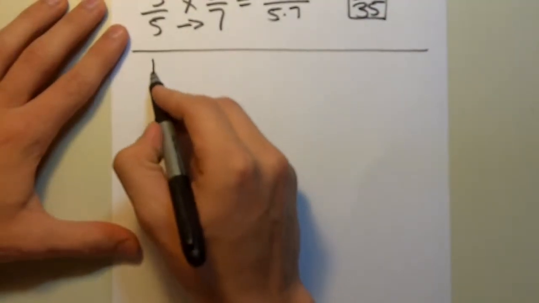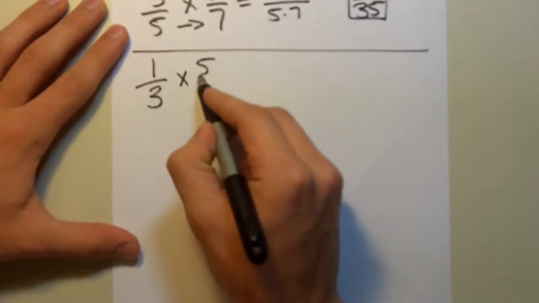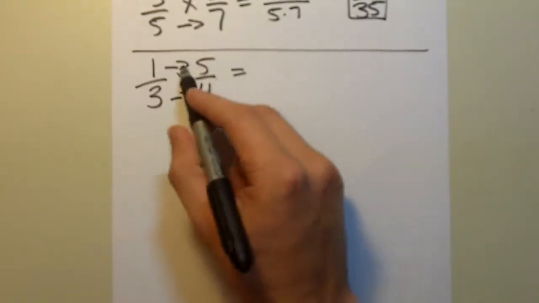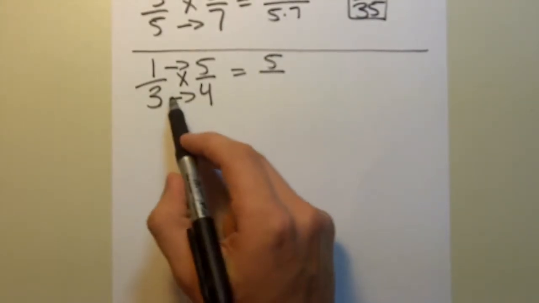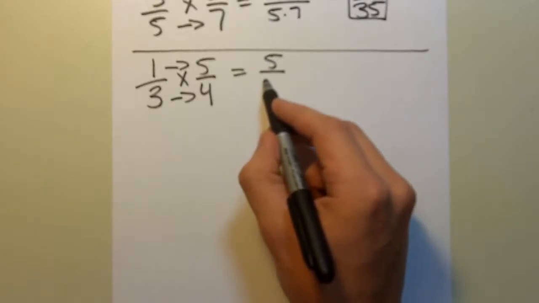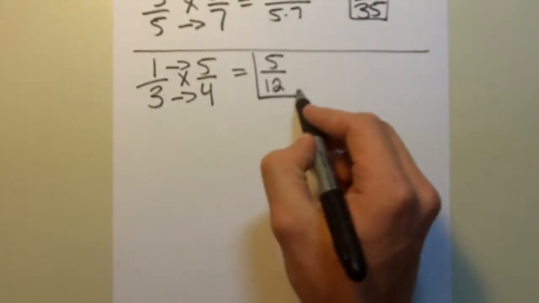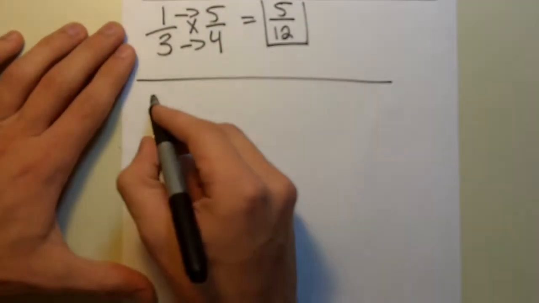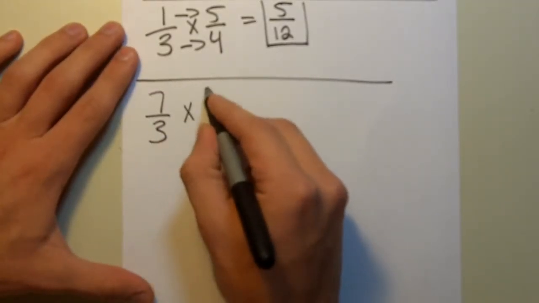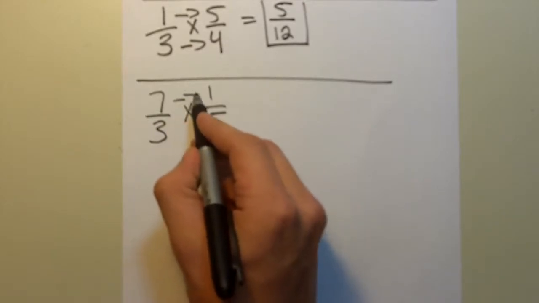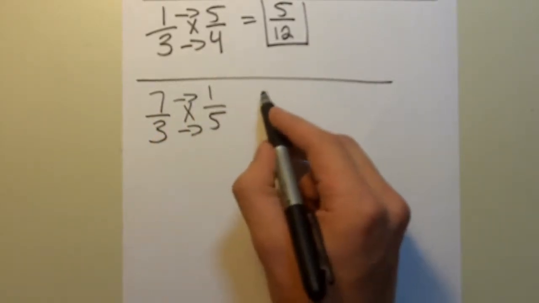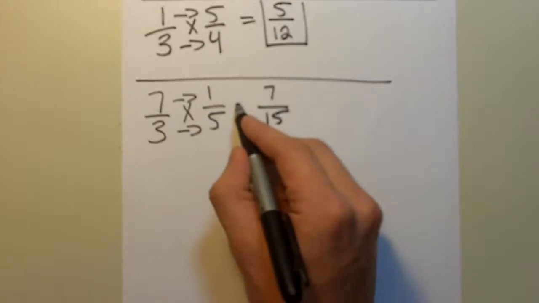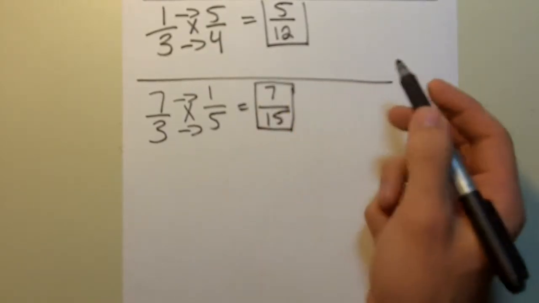Alright, so if we have 1 over 3 times 5 over 4, just do the same thing, multiply right across. So that's just 5, and then 4 times 3 is 12. That can't be broken down anymore, so that's our answer. Okay, so if we have 7 over 3 times 1 over 5, again we just go right across. So it's 7 times 1, that's just 7, and 3 times 5 is 15. That can't be broken down anymore, so that's our answer there.